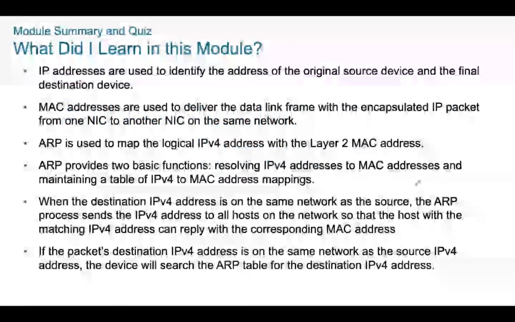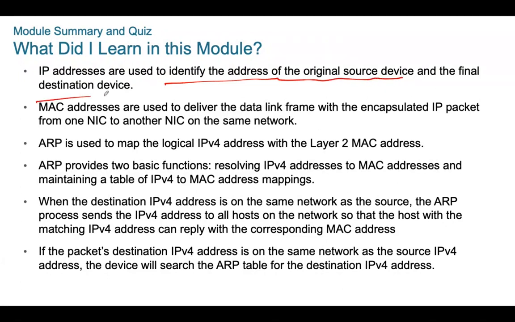So if you recall the summary, we just said that the IP address is basically used to identify the address of your original source device and your final destination device. And these addresses are the major information for any of the attackers to act on the network or devices. So these MAC addresses are basically used to deliver the data link frames with encapsulated IP packets. That is what we observe.